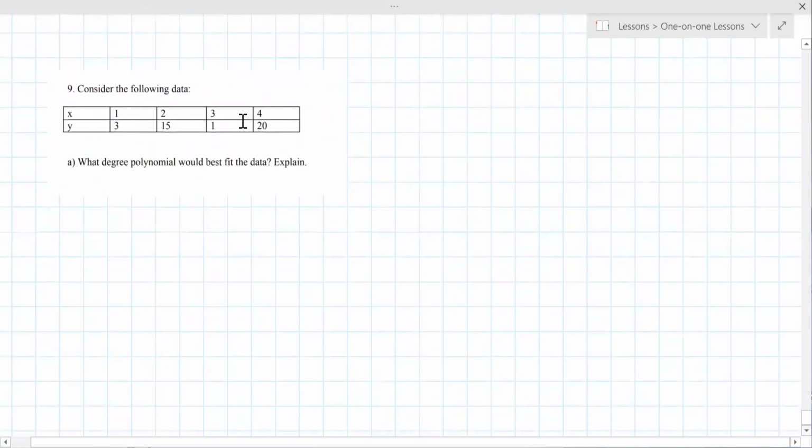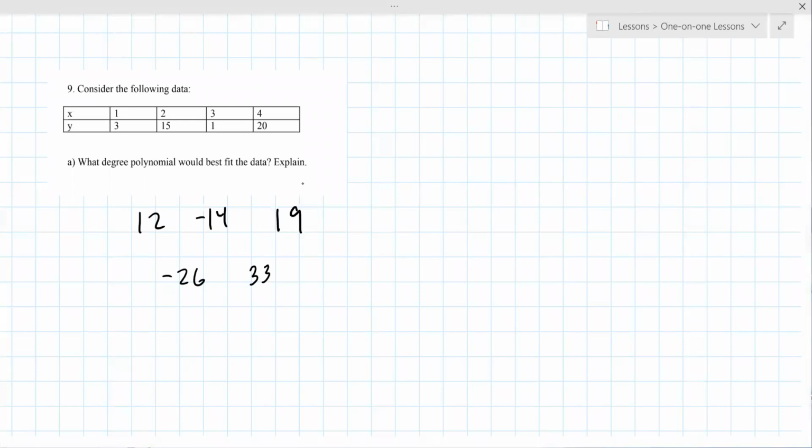Do you remember doing that in class? Like between 15 and 3 is a 12, between 1 and 15 is minus 14, between 20 and 1 is 19. Did you do that? And then you find the difference between these two, which is minus 26, and then the difference between these two, which is 33. Oh yeah, that's good. That doesn't seem right at all here, but the other way is you actually just find a first degree polynomial, second degree polynomial, third degree, and you figure out which one has the lowest error.